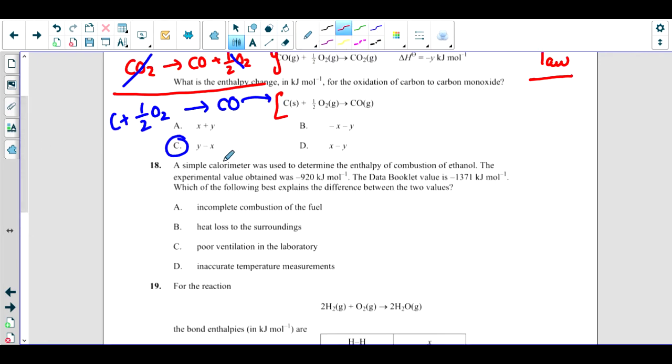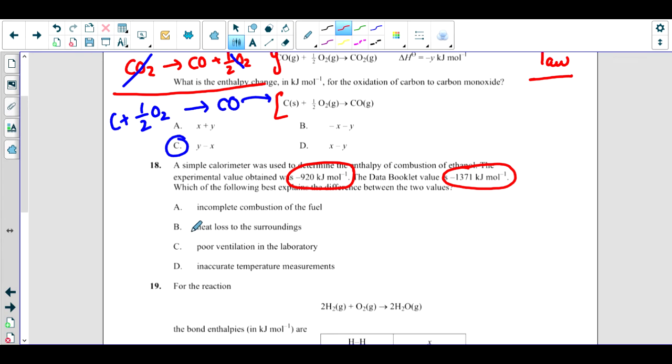Okay. A simple calorimeter was used to determine the enthalpy of combustion of ethanol. The experimental value was negative 920 kilojoule per mole. The data booklet value is how much? Negative 137 kilojoule per mole. Which of the following best explains the difference between the two values? Incomplete combustion of the fuel. Nothing mentioned here about incomplete combustion, and it will have no effect on the enthalpy.